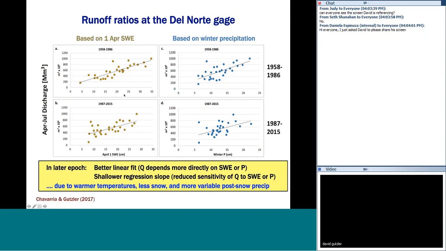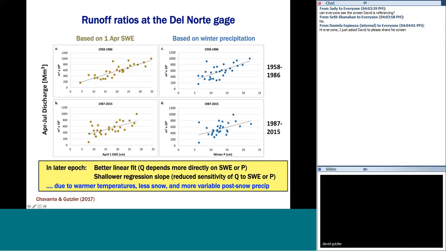If we look at these two scatter plots on the left, the x-axis here is April 1st snowpack. Each dot represents a year, and the y-axis represents the April through July discharge at Del Norte. What we see in the upper left is about the best possible case for making a seasonal forecast, or for understanding how much water is going to flow down the river based on snowpack, because the dots provide a real close fit to that linear regression. So if we know snowpack on April 1st, then we can make a very skillful estimate of how much water is going to flow down the river between April and July.